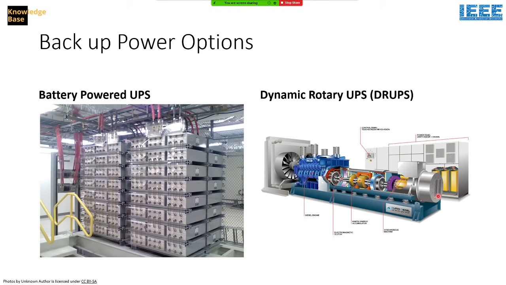Usually a dynamic rotary UPS is only used in huge data centers, megawatt or multi-megawatt data centers, because it's very efficient, but because of the cost, it doesn't make sense to use it for small data centers. So we only use it in very large data centers.